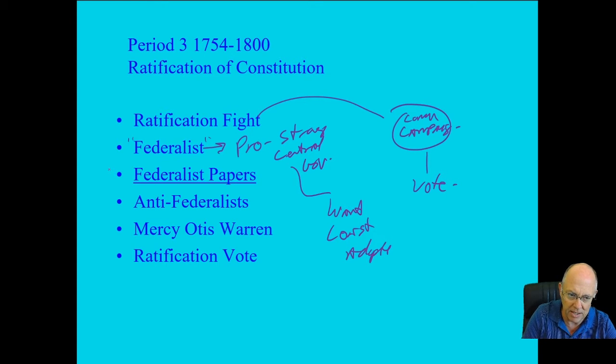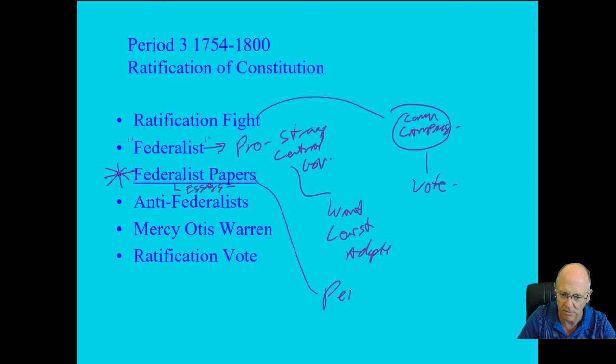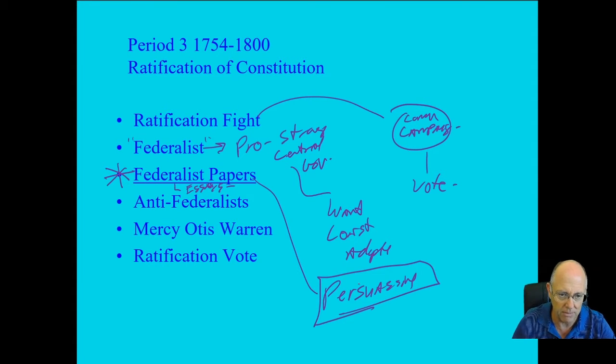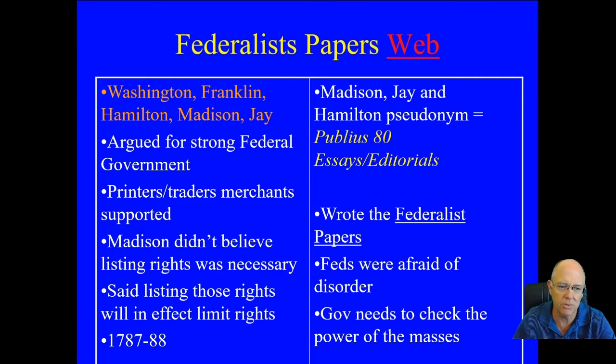They wrote their arguments in a series of essays known as the Federalist Papers. These were essays published in the newspapers. They were in New York first, and then they went to other colonies. What they were doing was trying to persuade. These were persuasive essays on why we should adopt the Constitution. And that's what you see here.